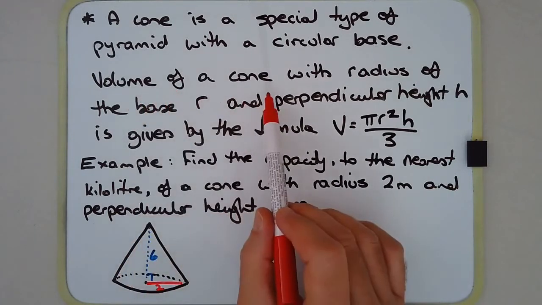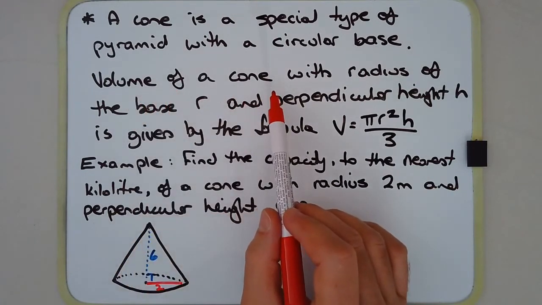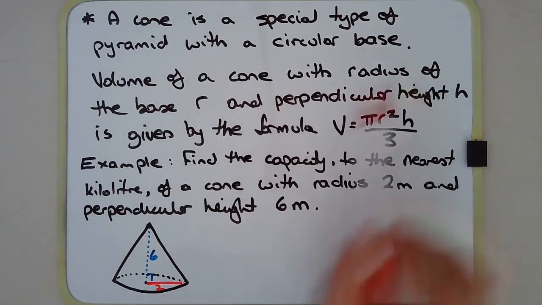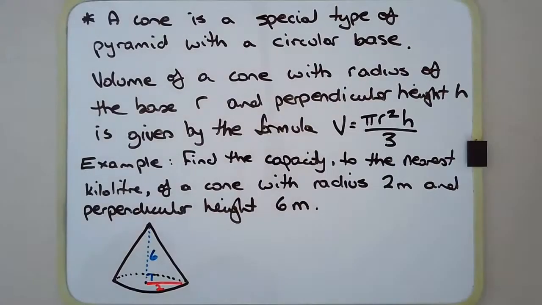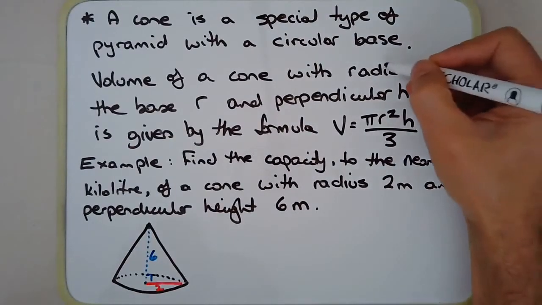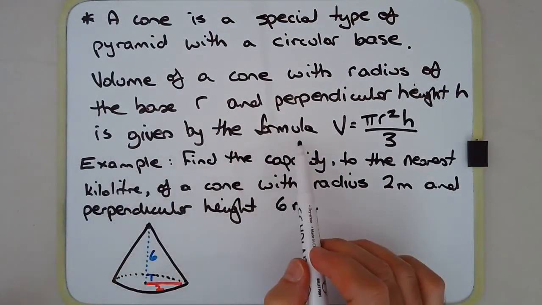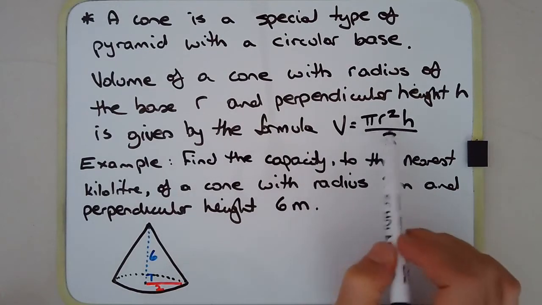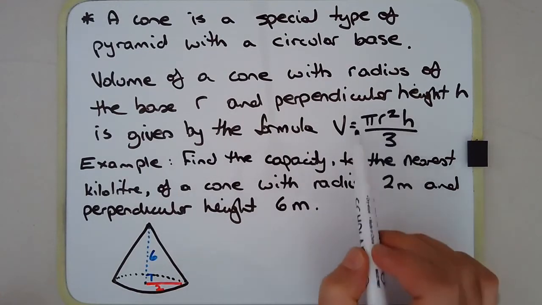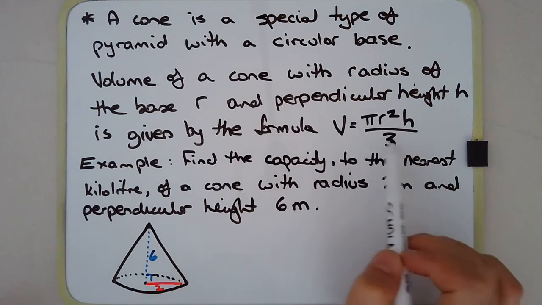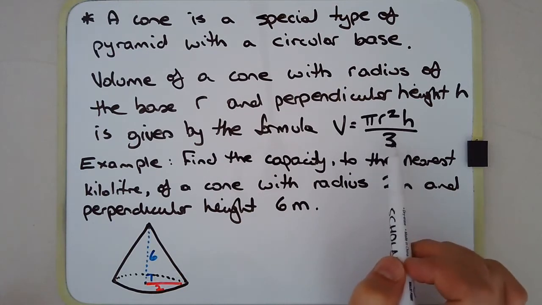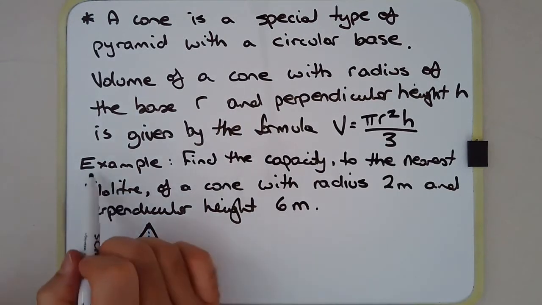So the volume of a cone, given that it's really just another type of pyramid with radius, where the radius of the base is R units and perpendicular height H units, is given by the formula. And this looks familiar as well. This looks like the formula for a cylinder, pi r squared H. But again, because it's a shape that comes to a point, a type of pyramid, we have to divide it by 3. So let's have a look at a quick example.